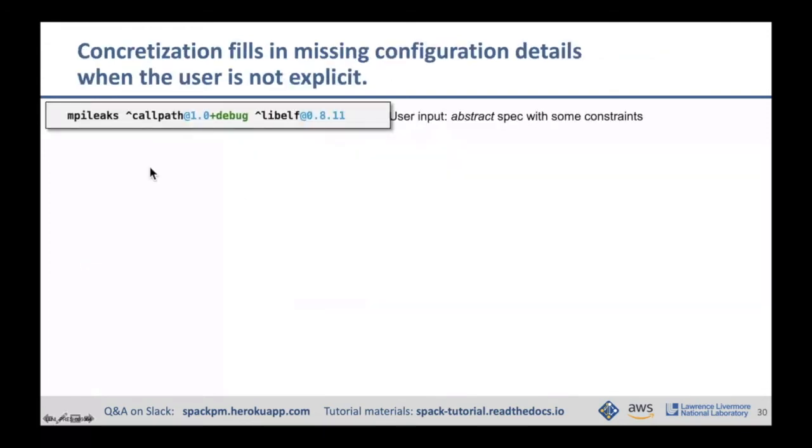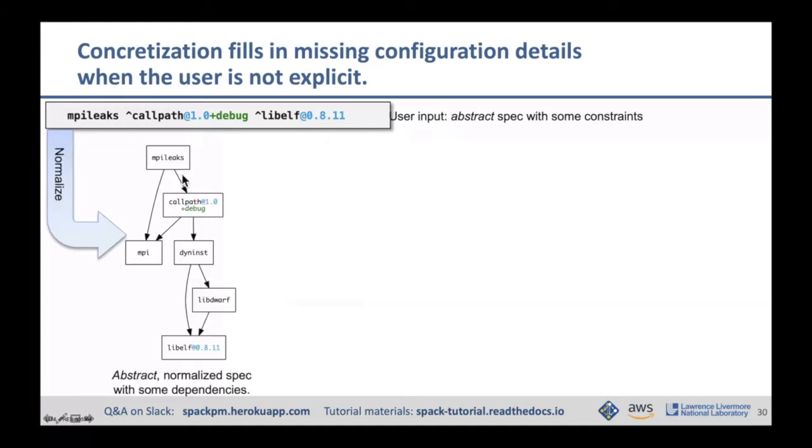So the core of Spack, and the part that fills in all these details for you, is called the concretizer. Other package managers call this dependency resolution. We call it concretization because we like this idea of an abstract spec and a concrete resolution. And so what's really happening when you say spack install mpileaks ^callpath@1.0 +debug ^libelf@0.8.11. This is what you might write on the command line. We take that spec and we normalize it, and we make what we call an abstract spec. That's a graph that has some of the constraints on it, but not all of them. And so this is what you get from just this specification.